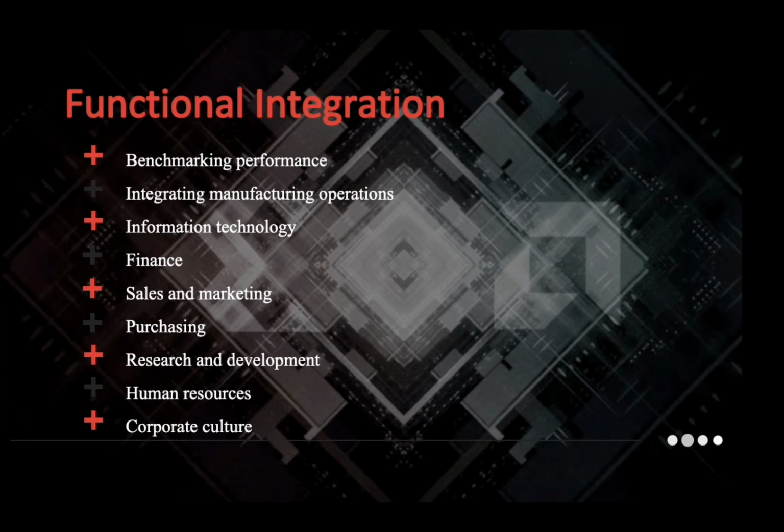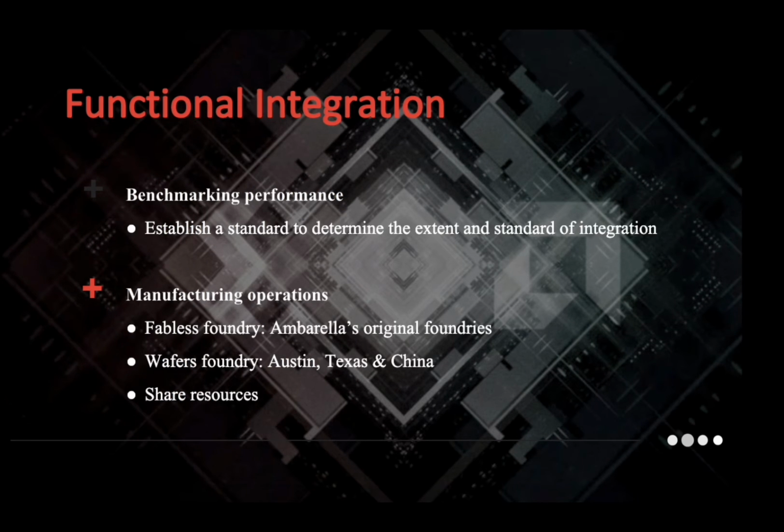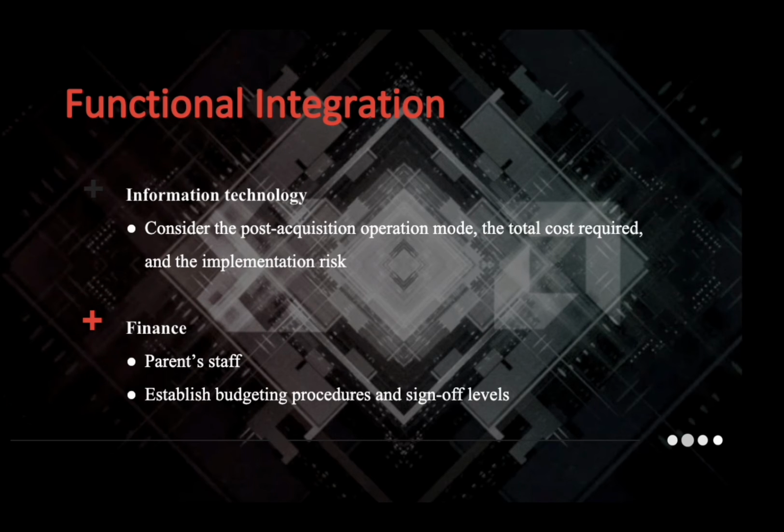So let's move to functional integration. Firstly, they should establish a standard to determine the extent of integration. For manufacturing operations, they could keep Ambarella's original fabless model and the wafer foundries located in Texas and China. In addition, resources like supplier relationships need to be shared. When integrating information technology, AMD can consider the post-acquisition operation mode, the total cost required, and the implementation risk. And the finance needs to be operated independently.